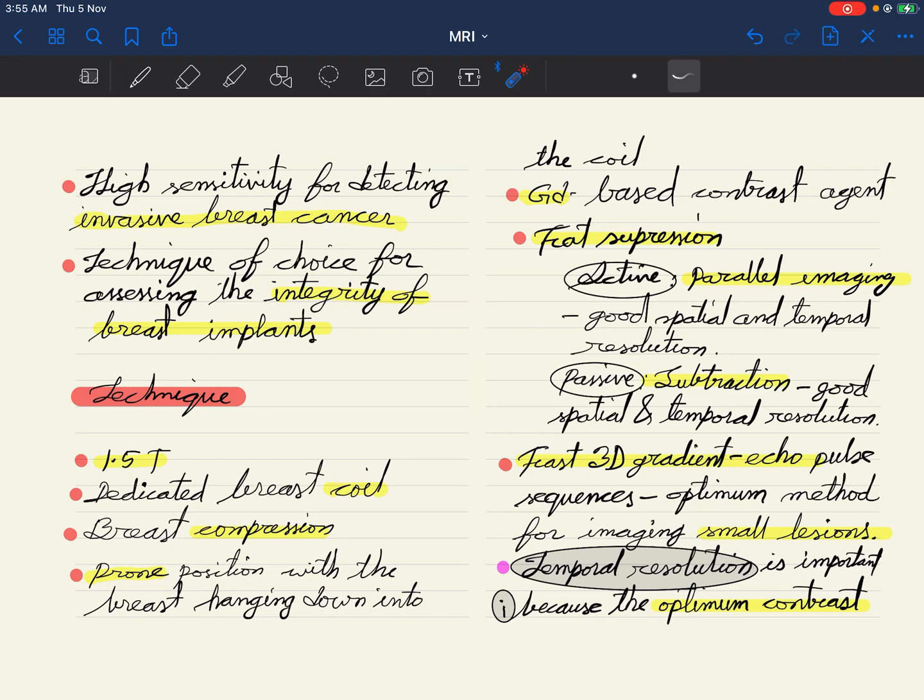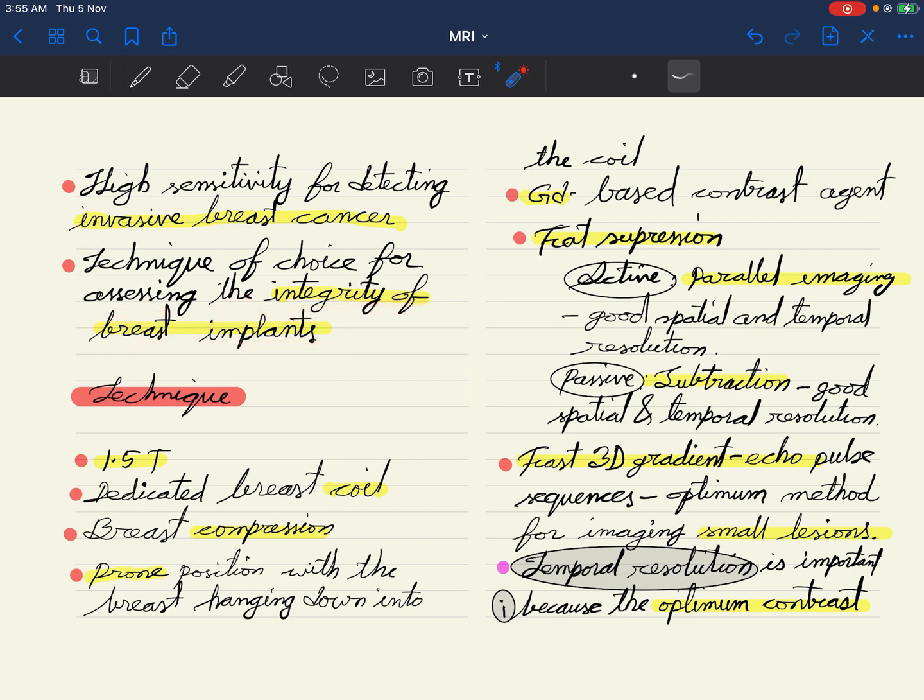So let us talk about breast MRI in short. Breast MRI is important because it is highly sensitive for detecting invasive breast cancer. It is the technique of choice for assessing the integrity of breast implants.